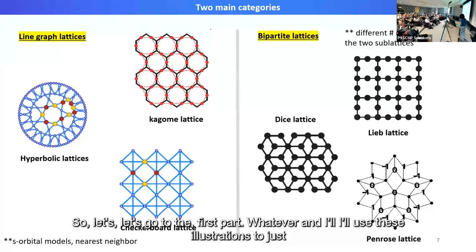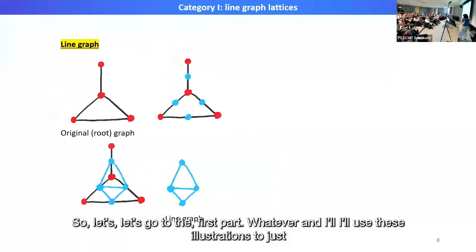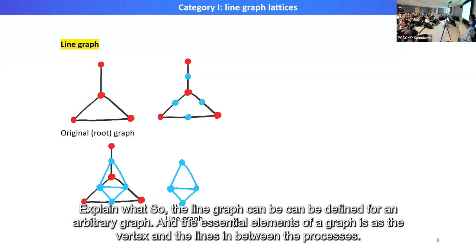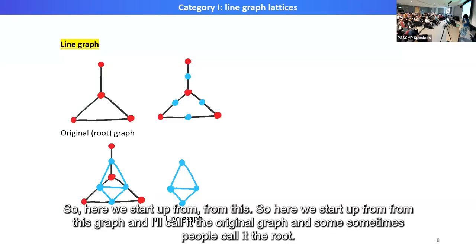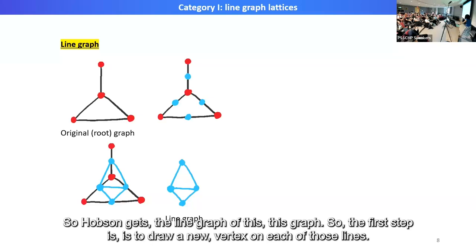Let's go to the first part. I'll use these illustrations to explain what a line graph is. A line graph can be defined for an arbitrary graph, and the essential elements of a graph are the vertices and the lines in between the vertices. Right. So here we start from this graph, and I'll call it the original graph, and sometimes people call it the root graph. So how do we get the line graph of this graph?